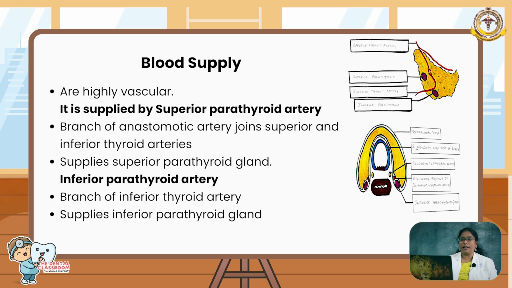It is supplied by the superior parathyroid artery, a branch of the anastomotic artery that joins the superior and inferior thyroid artery, which supplies the superior parathyroid gland. The inferior parathyroid artery, a branch of the inferior thyroid artery, supplies the inferior parathyroid gland.